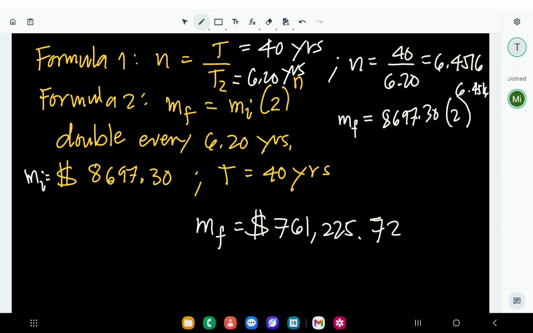See, you almost got it. So you got 760,000, and the answer is 761,225.72. See, you lost $1,000 in your investment. So don't round it off. You lost money, Troy. $1,000. You convert that to peso, it's a lot of money.